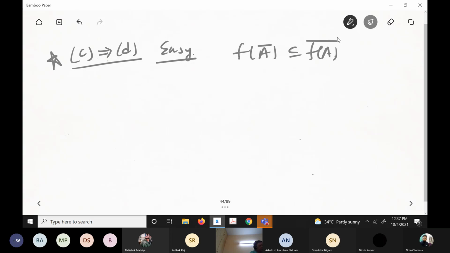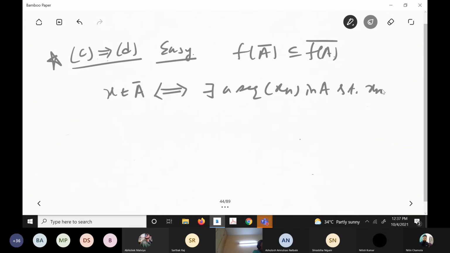But it is important, and I am telling you where. Yes, you will be using the sequential characterization of closure points in both directions. Remember that x belongs to A bar if and only if there exists a sequence xn in A such that xn converges to x. The good thing about the proof is that we use both directions of the sequential characterization of closure points.